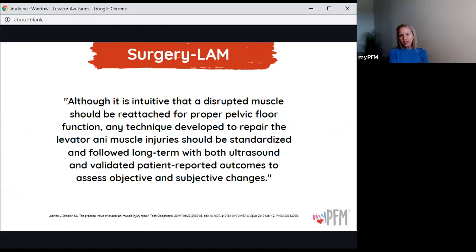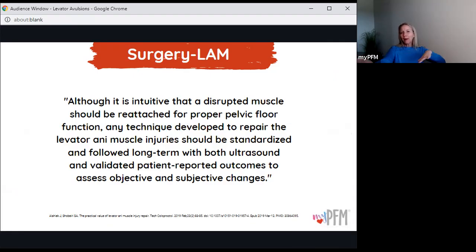All right, so this is their final statement in their article. Although it is intuitive that a disrupted muscle should be reattached for proper pelvic floor function, any technique developed to repair the levator ani muscle injury should be standardized and follow long-term with both ultrasound and validated patient-reported outcomes to assess objective and subjective changes. So I totally agree with that.